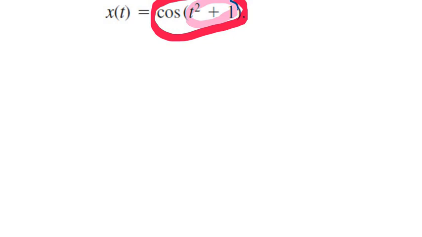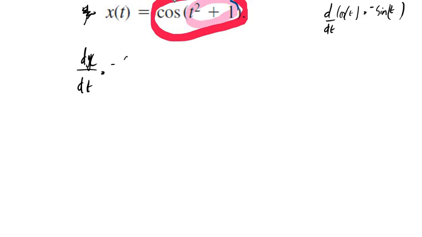So let's start. First I will differentiate the mother function, which is cos(t squared plus 1). So this is equal to, we can say dx over dt is equal to, so when we know d over dt of cos t is equal to minus sine t.